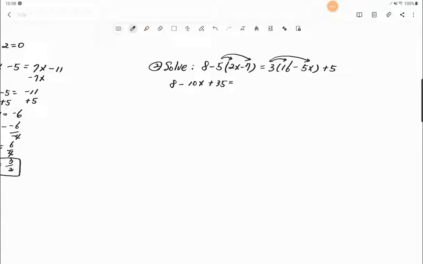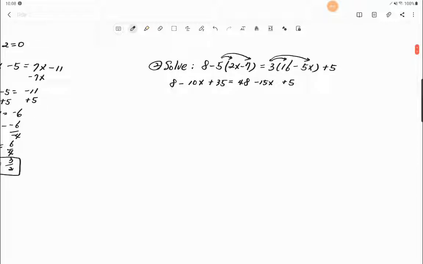On the right hand side, 3 times 16 is 48. And 3 times negative 5x is negative 15x. And then plus 5. All right, so let's simplify the right hand side. On the left hand side of the equation, we can add the 8 and 35. So 43 minus 10x equals, okay, 48 plus 5 is 53 minus 15x.